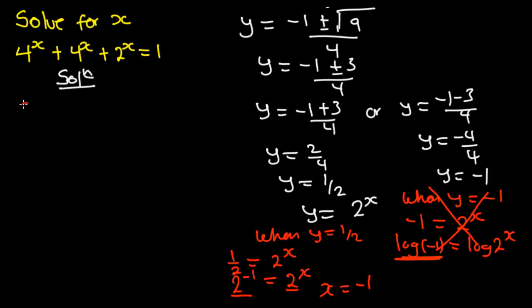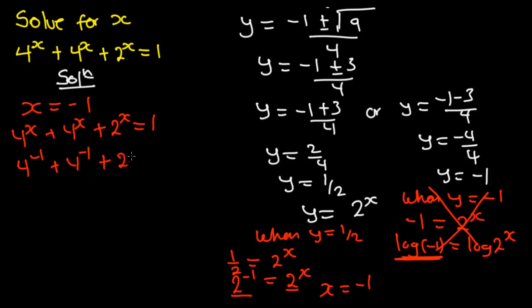Now we have x equal to negative 1, and we are given 4 to the power x plus 4 to the power x plus 2 to the power x is equal to 1. And so from here we have 4 to the power negative 1 plus 4 to the power negative 1 plus 2 to the power negative 1 is equal to 1. Now you can rewrite this as 1/4 plus 1/4 plus 1/2. This one is equal to 1.